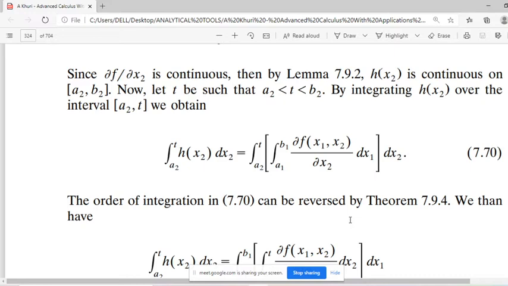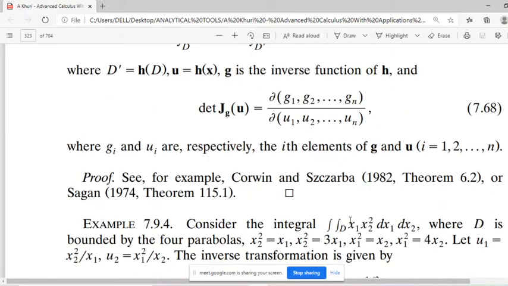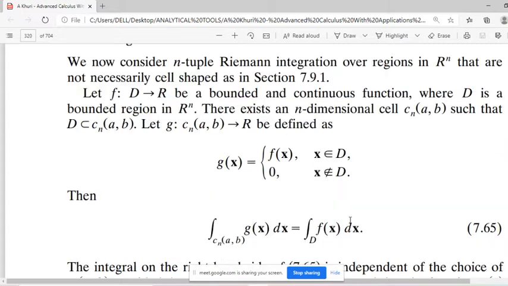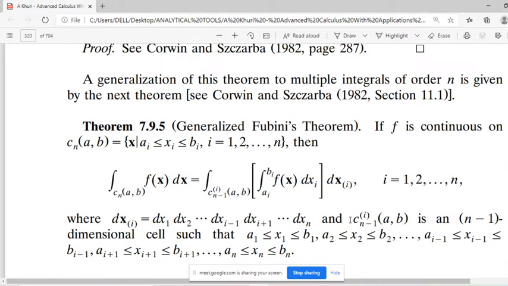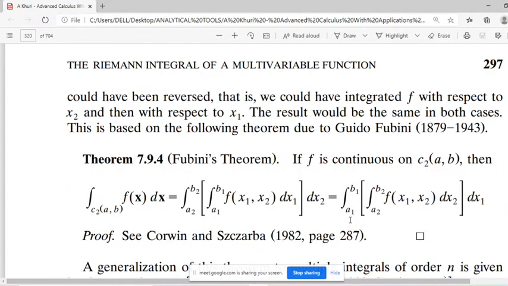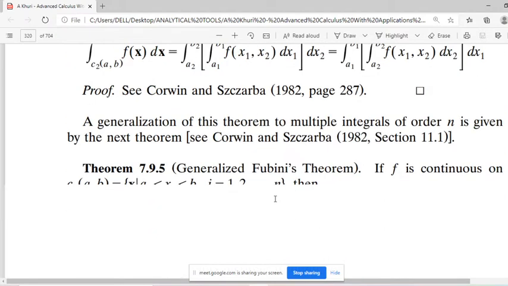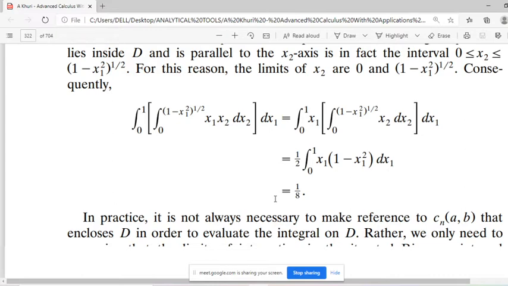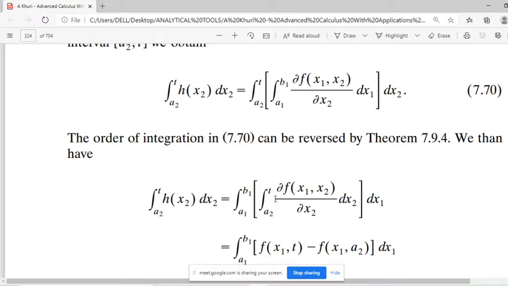Again, we have discussed another theorem, that the order of integration can be changed. That was discussed in the last class. This one is the generalized Fubini's theorem, and before that, Fubini's theorem. We have discussed the condition for interchange of the order of integration. The requirement is that f is continuous. So instead of f, we have ∂f/∂x2, and that result can be applied here. The order of integration can be reversed.